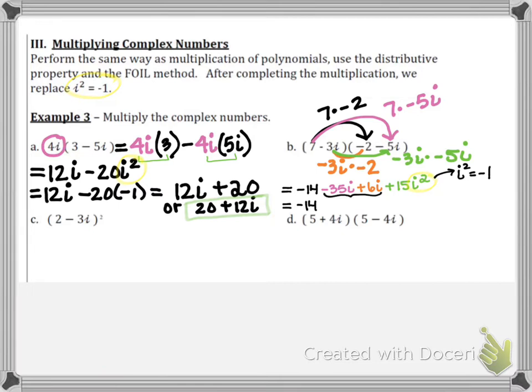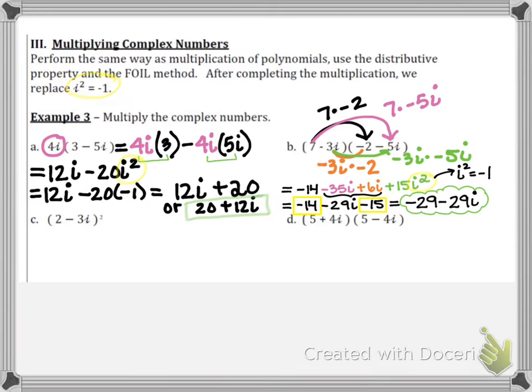In the middle, I'm going to combine -35i plus 6i, just like if I were combining like terms with a variable, except now I have the imaginary unit i. So that becomes -29i. And then this last term becomes minus 15, because I'm multiplying the positive 15 times the -1 for the i squared. Then I can combine my constants. -14 and -15, when I add those together, becomes -29, and then I have the -29i for my final answer.